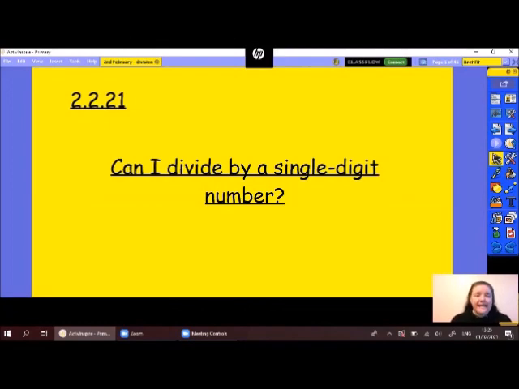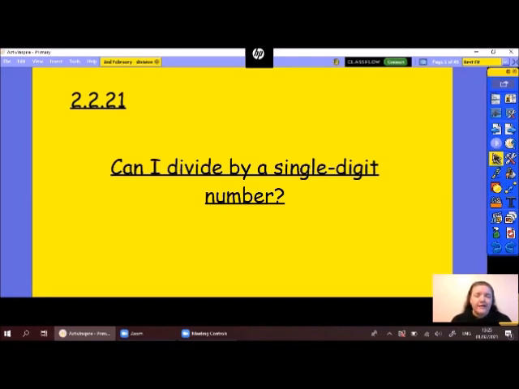Now so far in Year 4 we've learnt how to add, we've learnt how to subtract and we've learnt how to multiply. So now we move on logically to the next step. We're going to be dividing today and we're going to be dividing by just a single digit number. So that means numbers only up to 9.